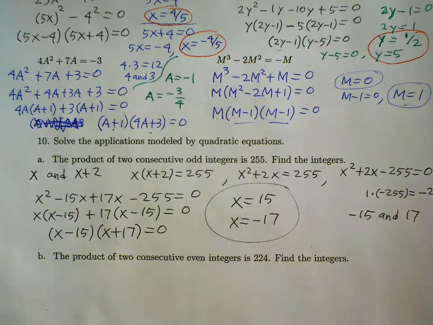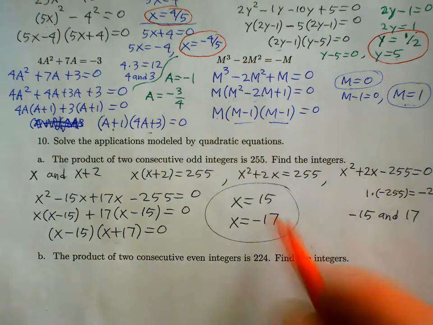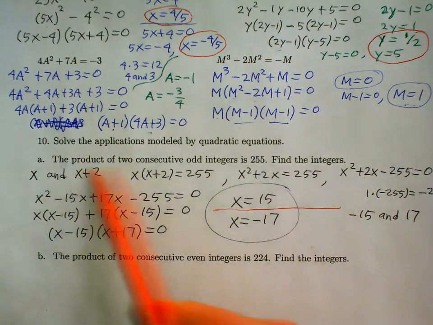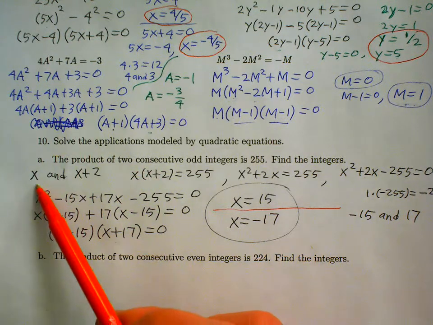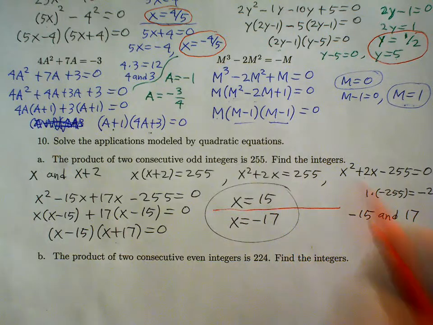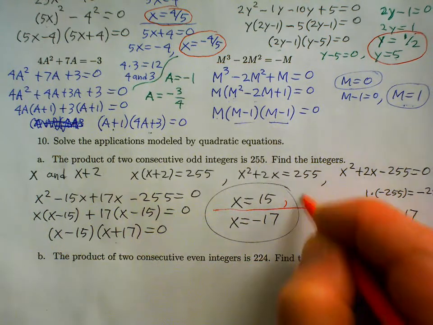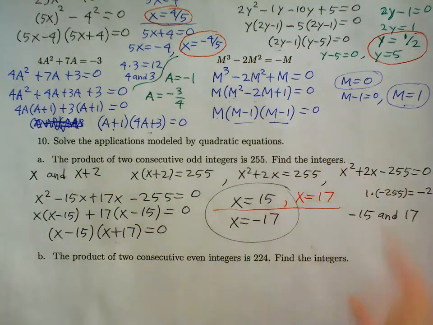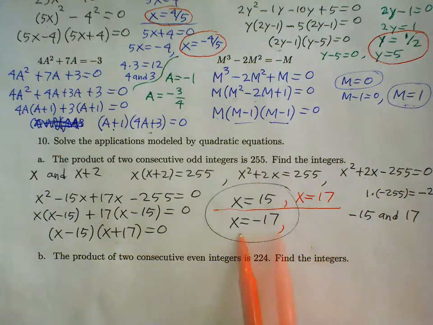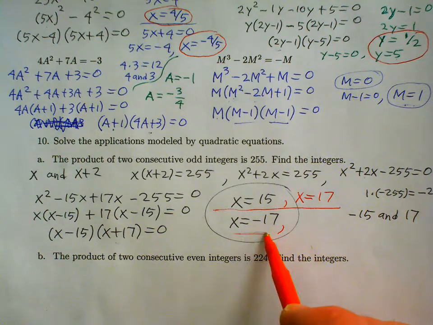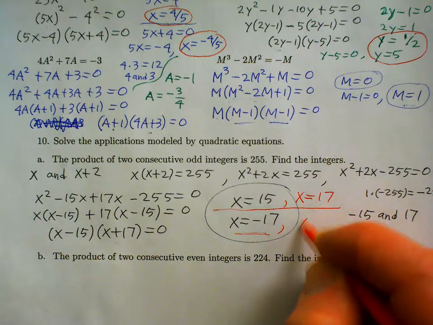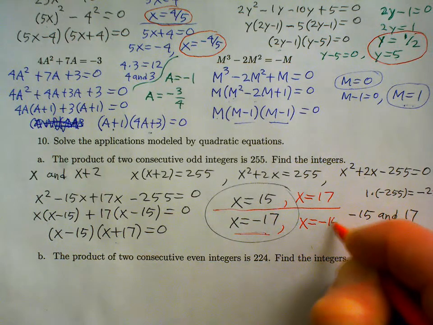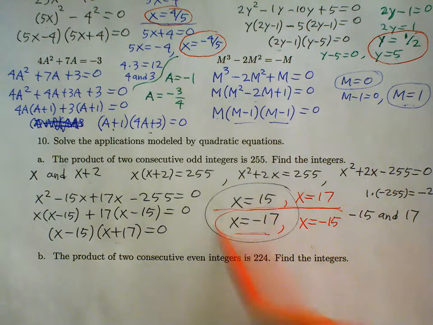We have two pairs of solutions, though. We're trying to find consecutive odd integers. So if x equals 15 is one solution, then x plus 2 is x equals 17. The other pair of solutions, if x equals -17 is one of the integers, the other one is -17 plus 2, or -15. So we have two sets of solutions.